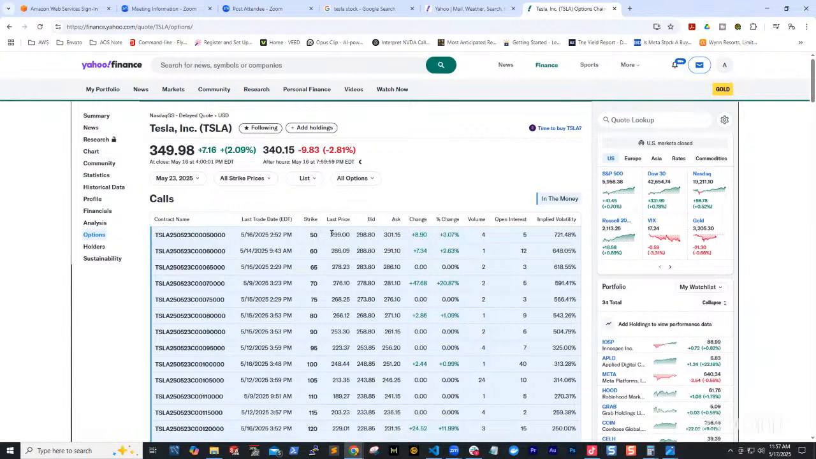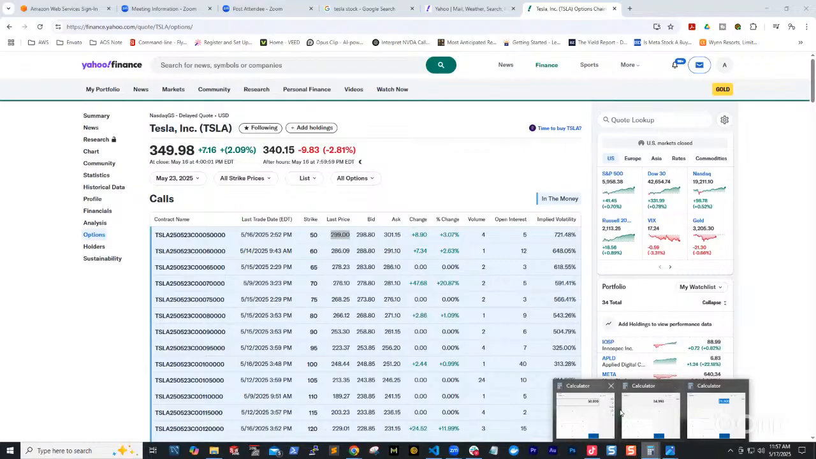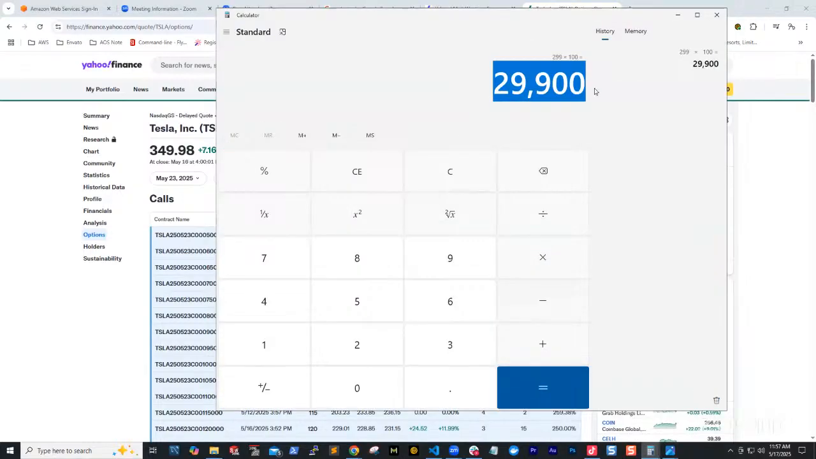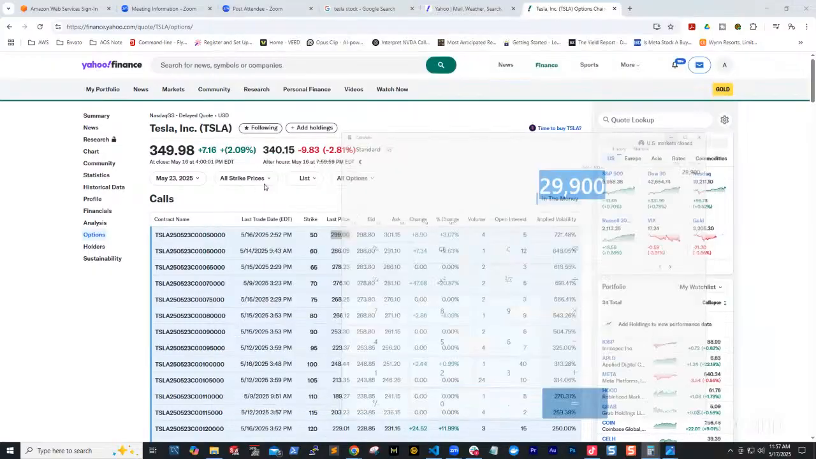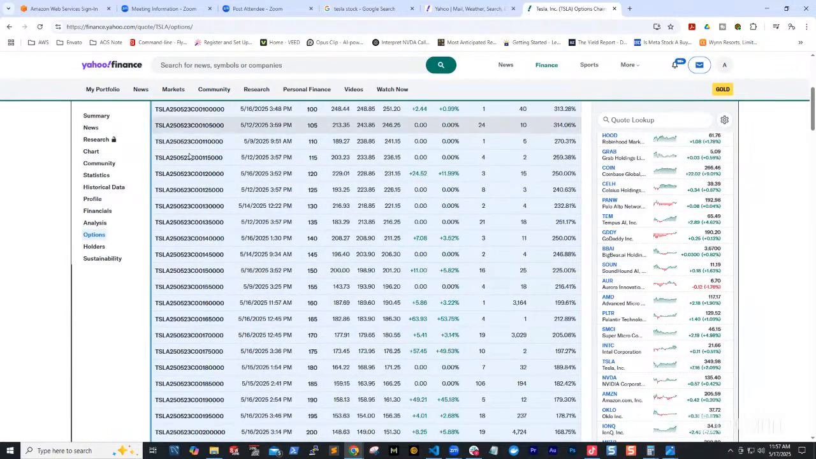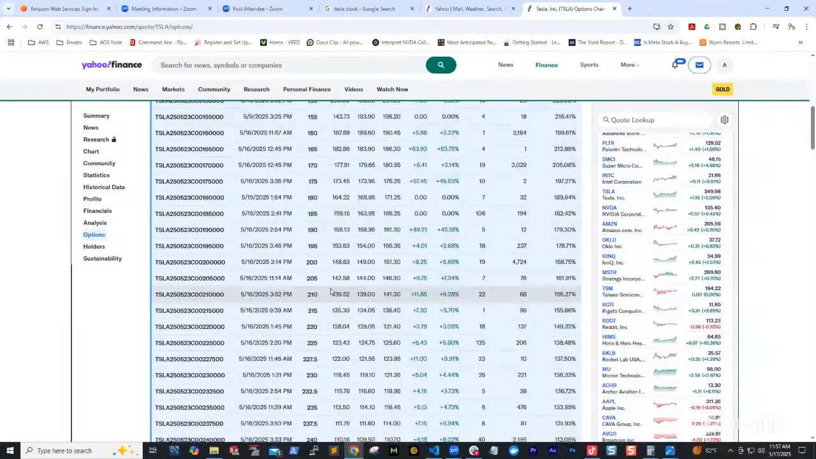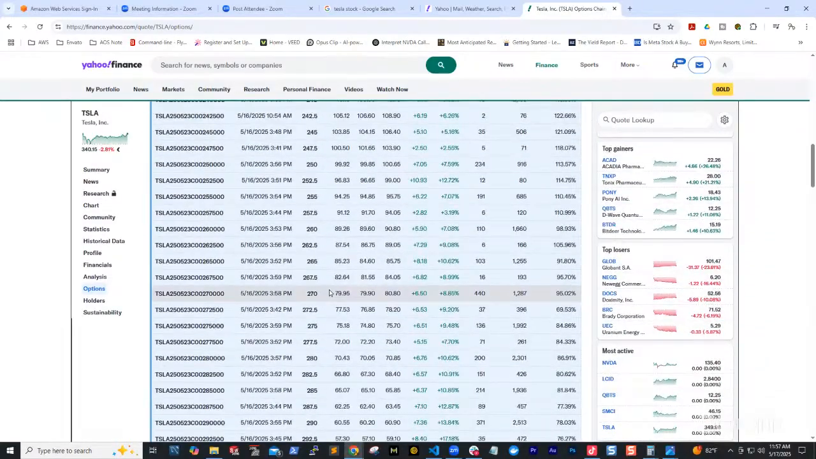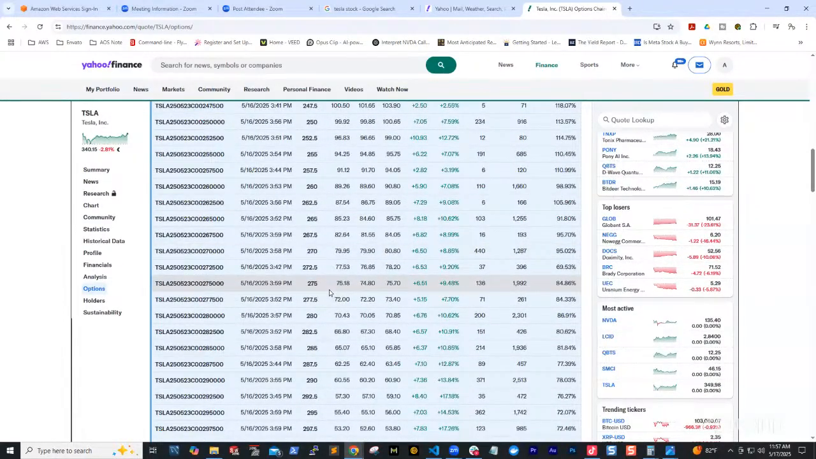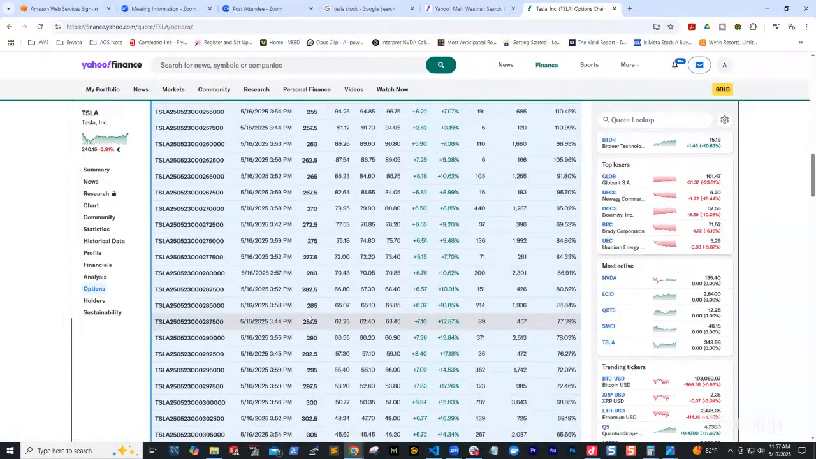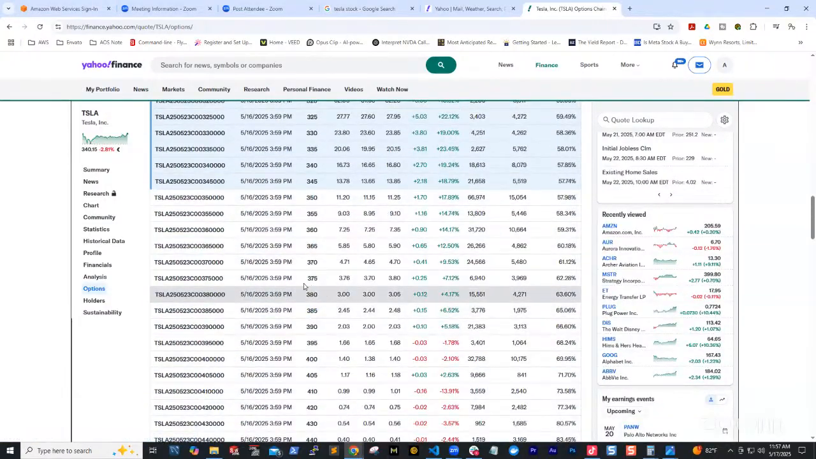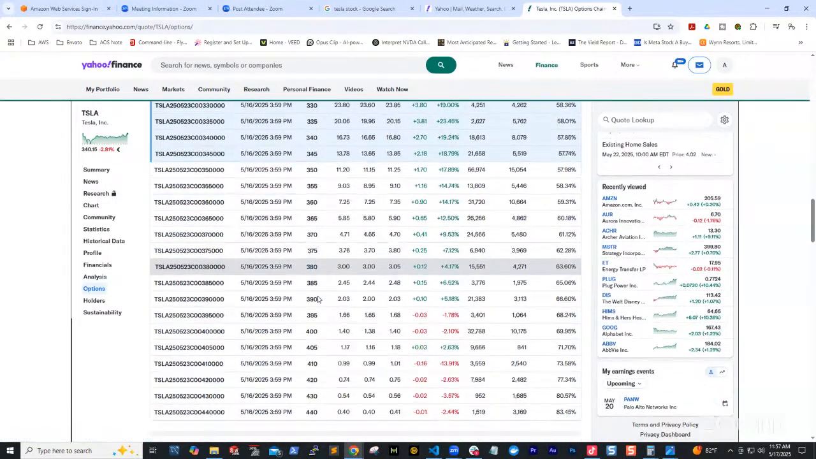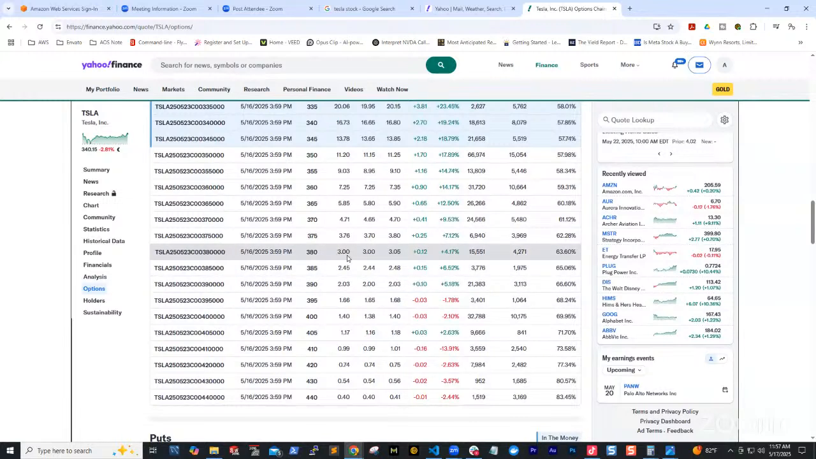So we have $50 here, and I just told you you're going to pay, how much did I just calculate now? 29,000, right? For one contract. So now Tesla is at 349. Let's say I'm speculating that Tesla will go to 380. This is the price I have to pay.